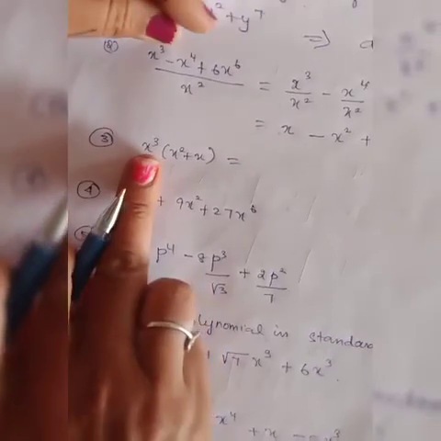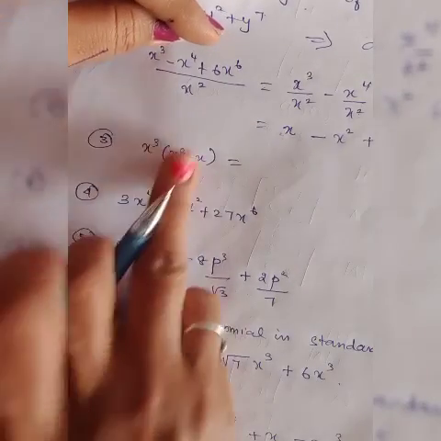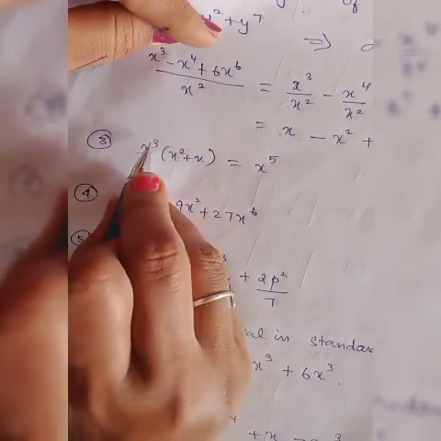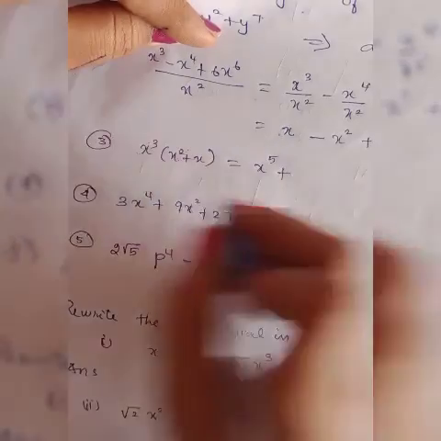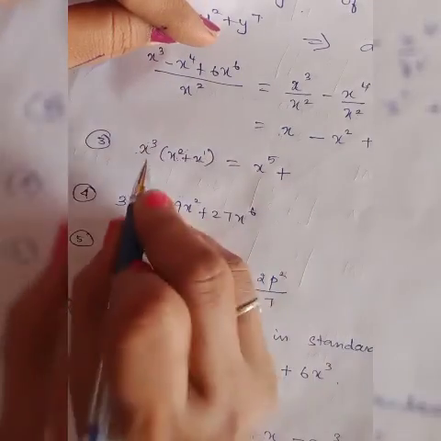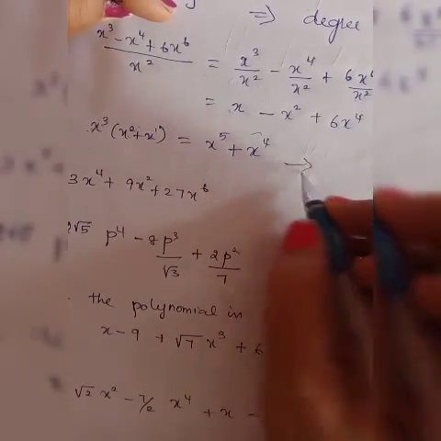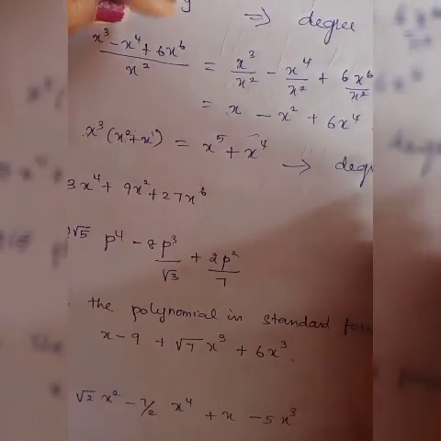Here I have x cube multiplied by x square plus x. I multiply x cube with x square, which is x power 5, since multiplying means adding the powers, 3 plus 2. Then x cube into x power 1, that is x cube into x, is x power 4. The highest power is 5. So here the degree is 5. The degree of this polynomial is 5.